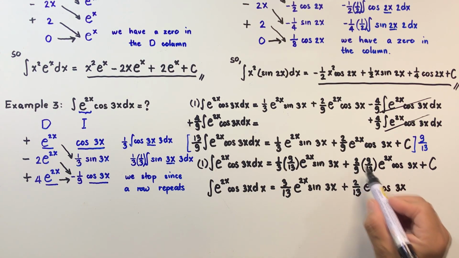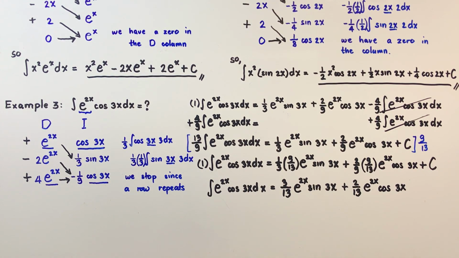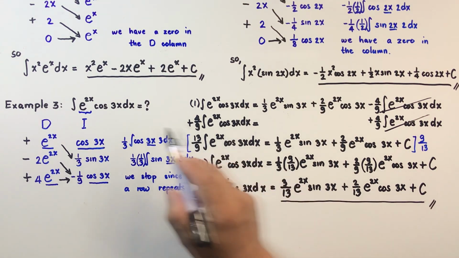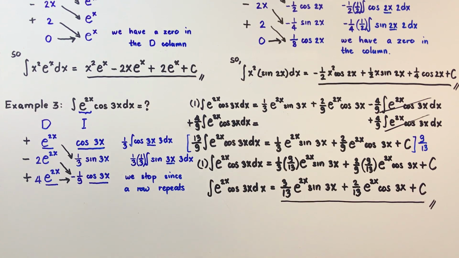So what remains is 2 over 13. And this will be added to the constant of integration c. And this is now our answer for this example here. And you can check with my answer in the previous video when I was doing this one using integration by parts through the usual way of doing integration by parts repeatedly.